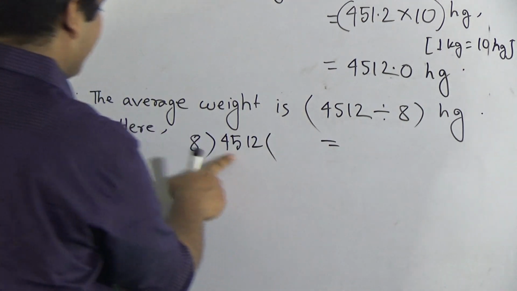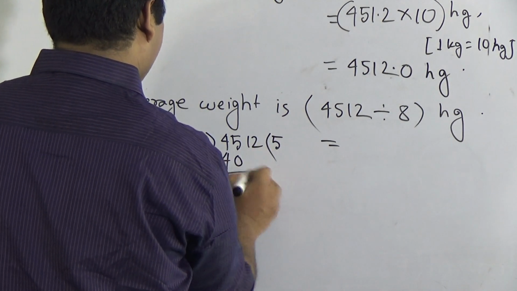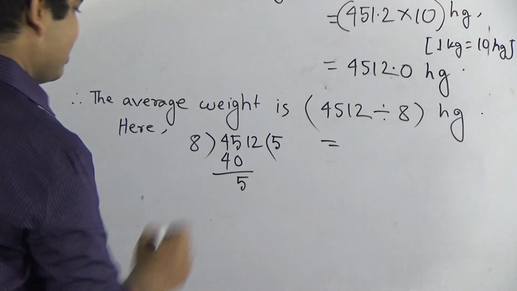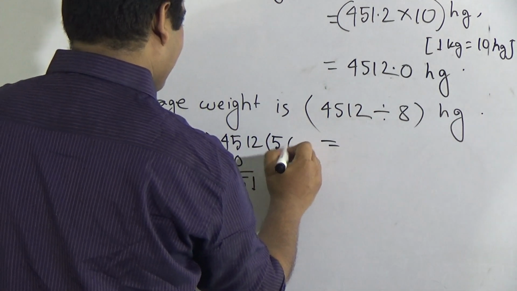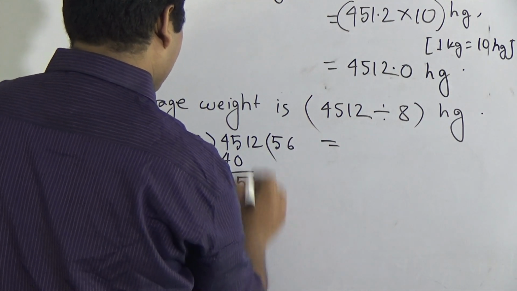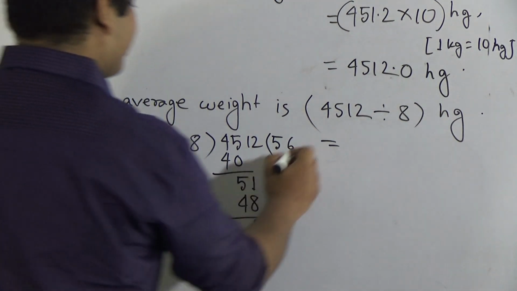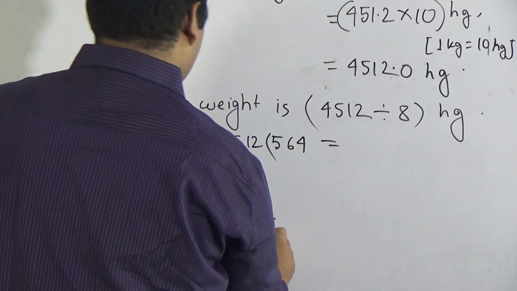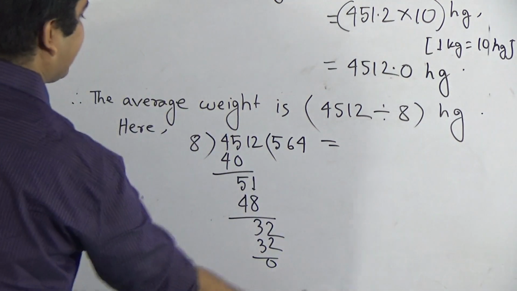4512. In 45, 8 goes in 5 times. 5 8s are 40. After subtracting, we get 5, and 1 is placed here. In 51, 8 goes in 6 times. 6 8s are 48, and subtracting, we get 3. This 2 is placed here. In 32, 8 goes in how many times? It goes in 4 times. That means 4 8s are 32. And finally we subtract, we get 0.